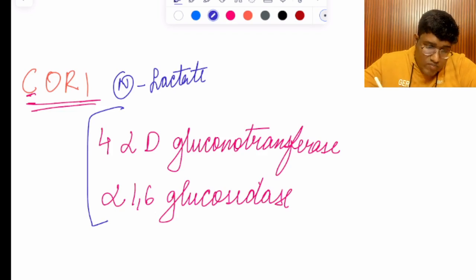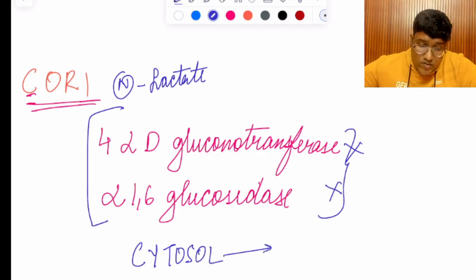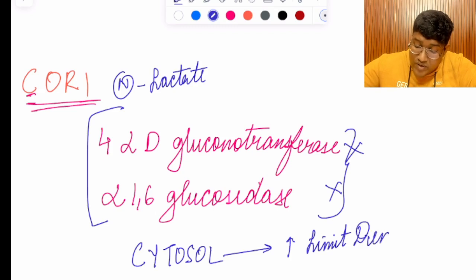So what happens because these enzymes are not working? You'll see that in the cytosol, where the glycogen becomes glucose, in the metabolism, you'll see an increase in the amount of alpha limit dextrins because they are not going to be further broken down. So this could be another clue. But this kid is not going to have any hypoglycemic episodes. So just remember that.